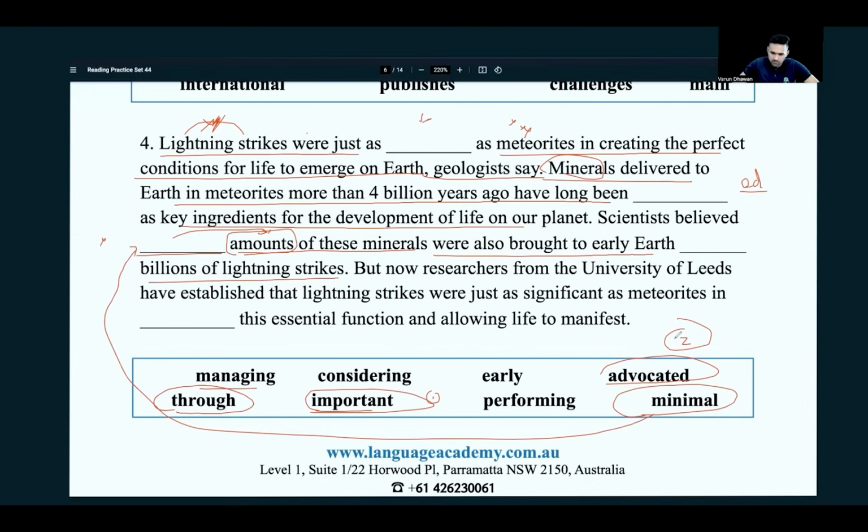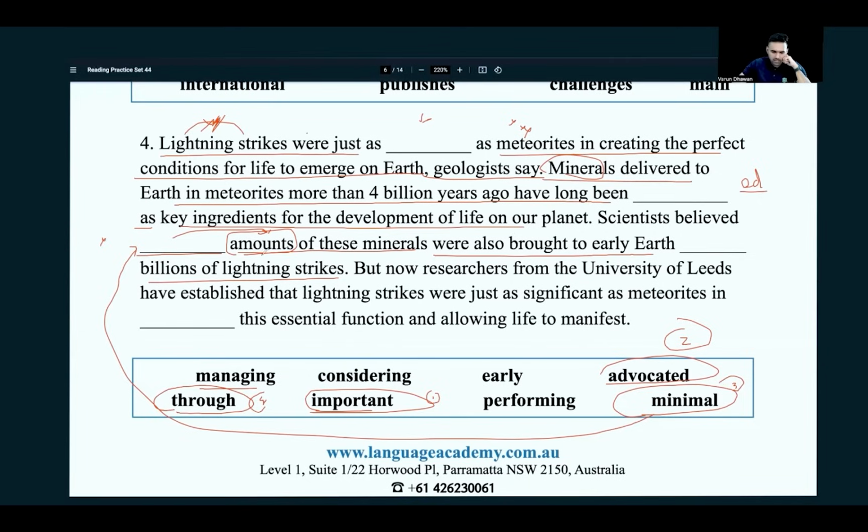So first is important, second is advocated, third is minimal, and fourth is through. Now read the passage. Lightning strikes were very helpful or as helpful as meteoroids, as they help to create perfect conditions for life. Minerals delivered to Earth in meteoroids more than 4 billion years ago have long been advocated as, or you can also say before as, you always say considered as, displayed as, played as, so ED word, right? As key ingredient for the development of life on our planet.